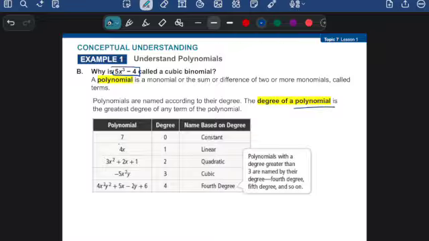So we've talked about a constant has a 0 degree, a monomial has a degree of 1, and this looks like y equals mx plus b, so this would be a linear degree. Okay, it has a special name when it has a degree of 1. Then we have this, now this would be called a trinomial, right?